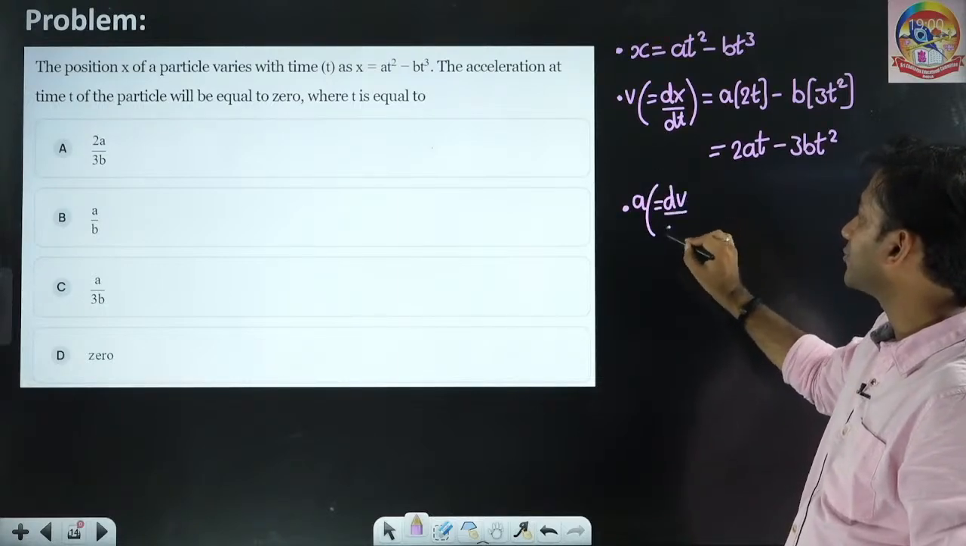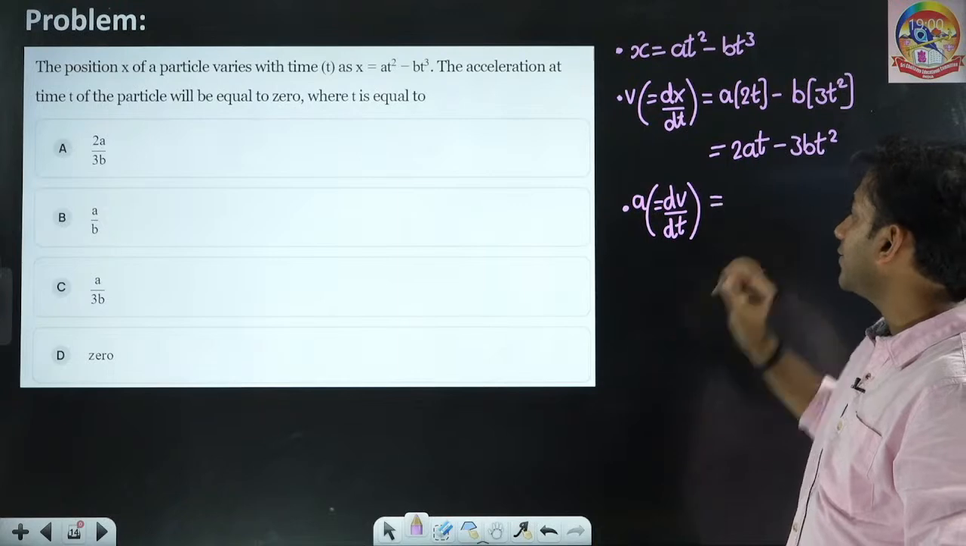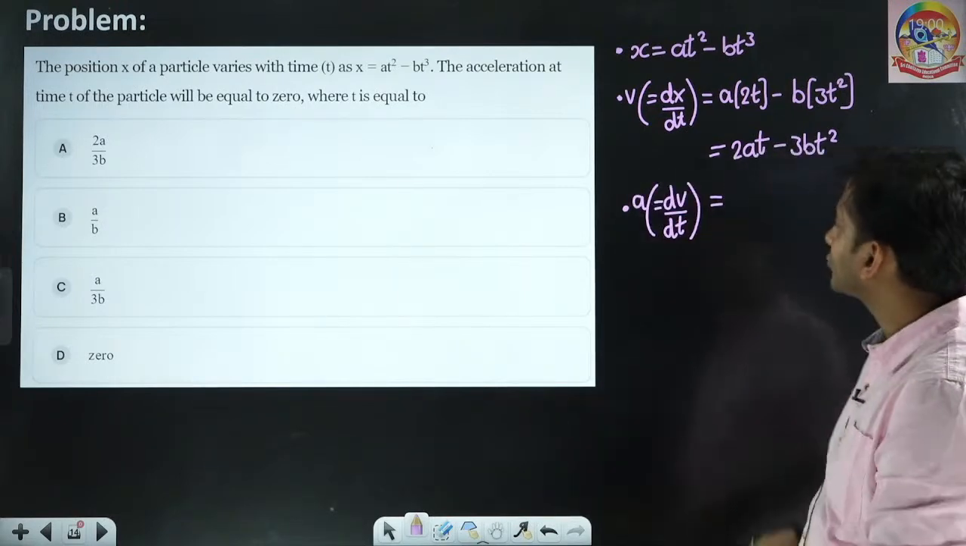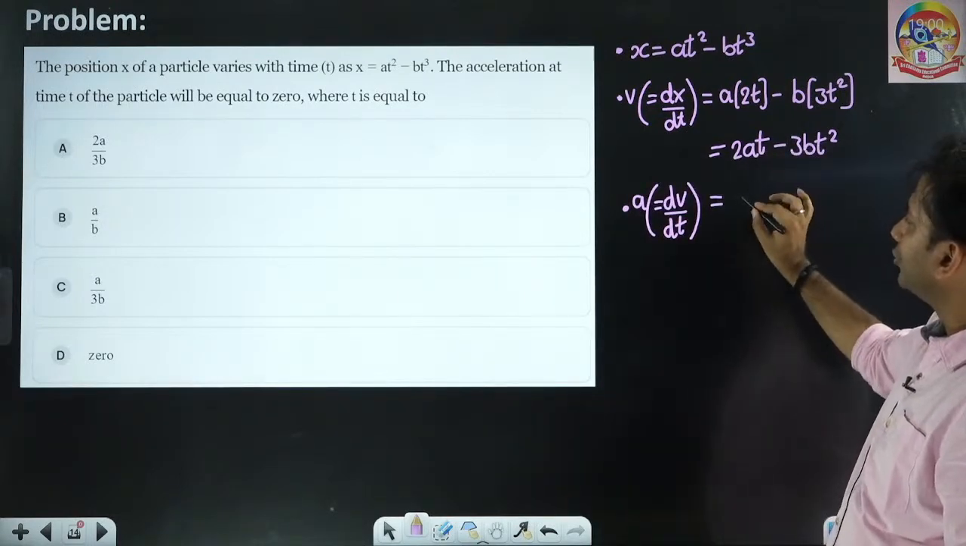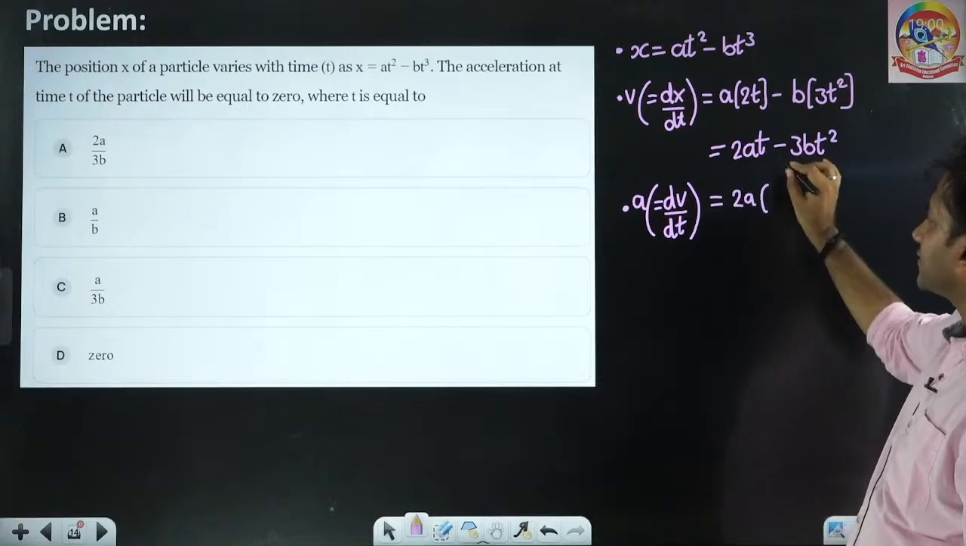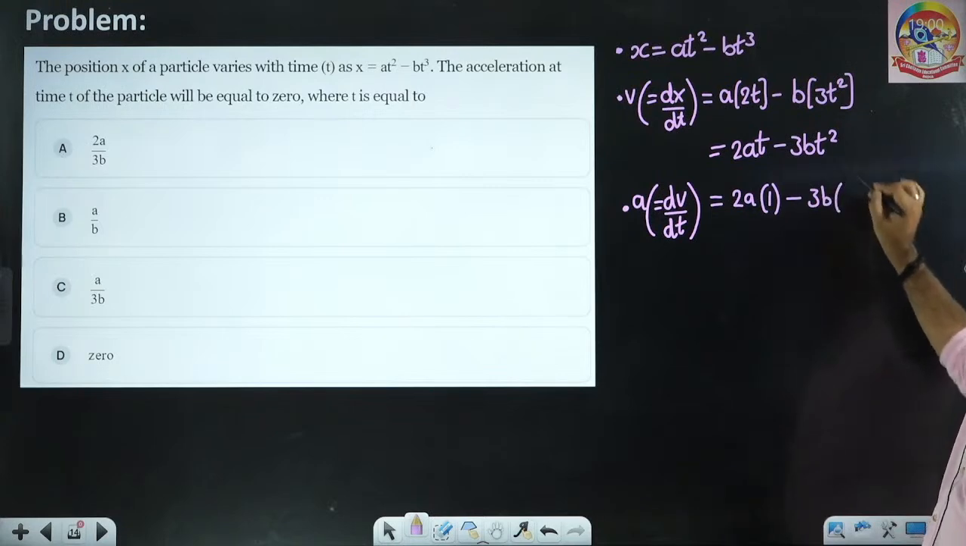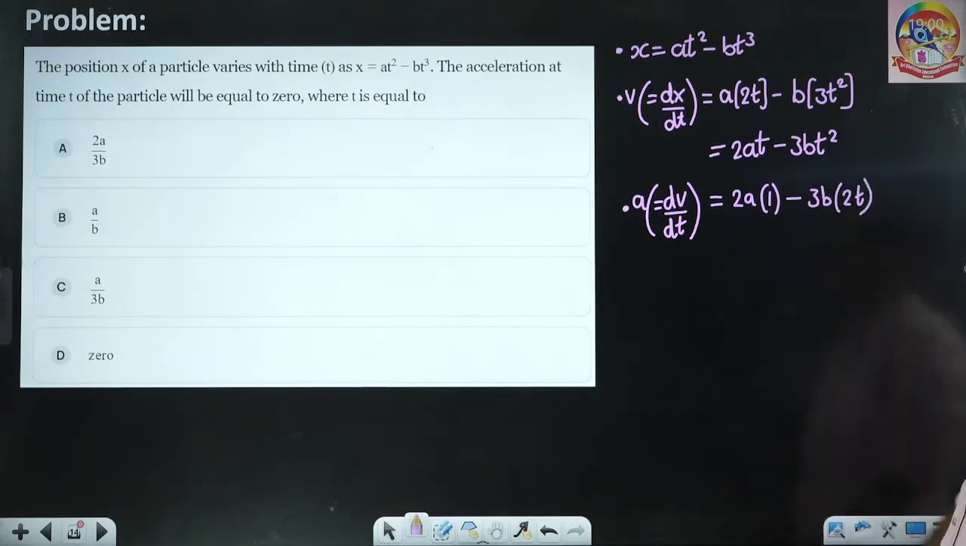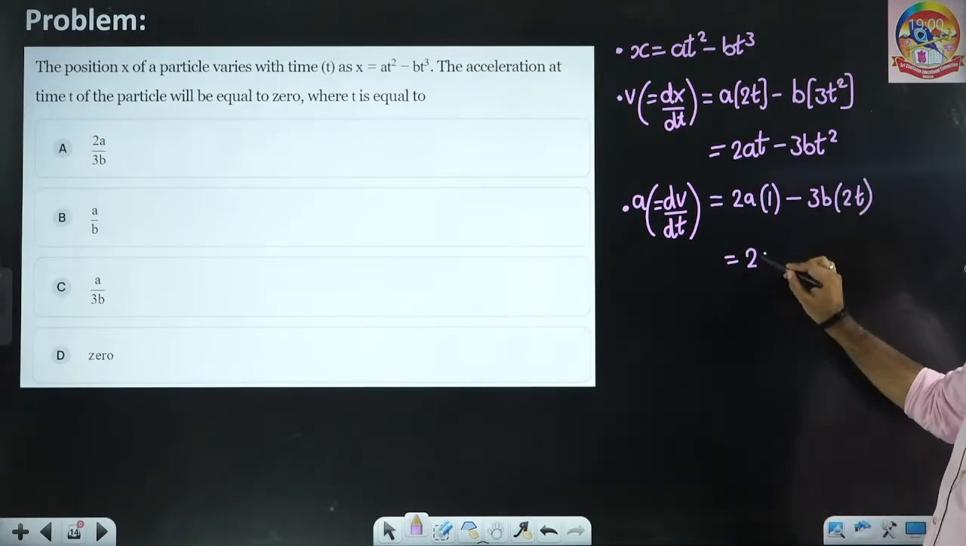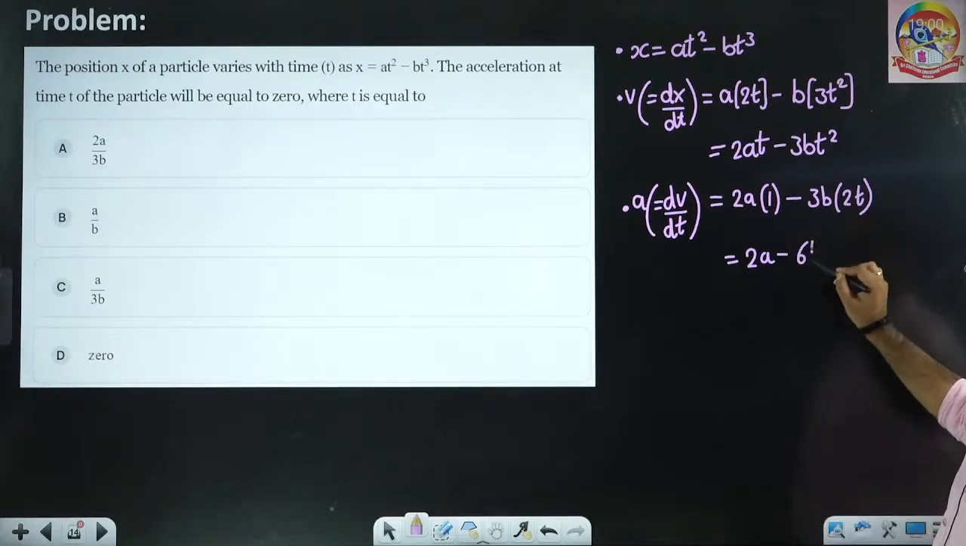So you have to differentiate it once again. a equals dv by dt. That will be equal to, you will say, 2a will stand as it is. t's derivative with respect to t is 1. Minus 3b will stand as it is. t square derivative is 2t. Alright. So that is equal to 2a minus 6bt.